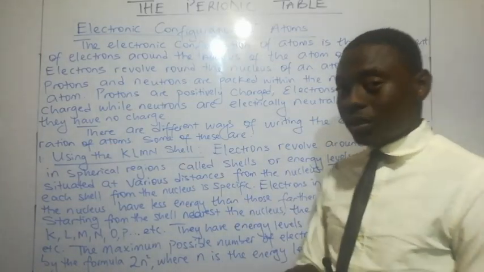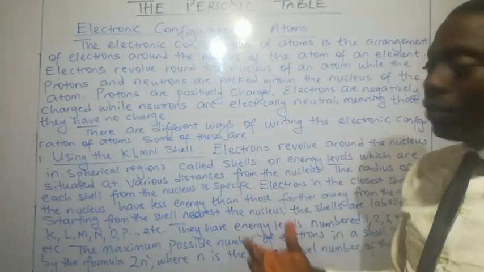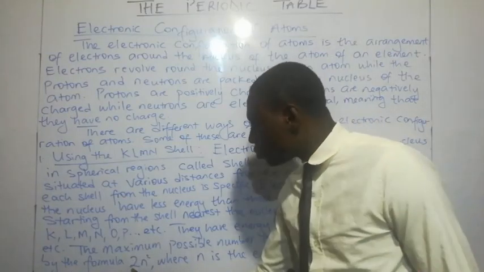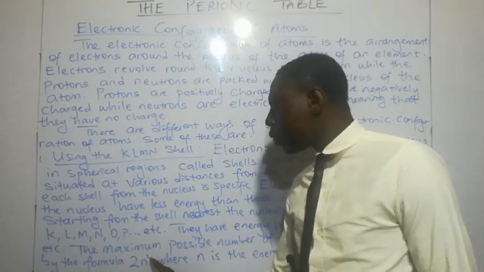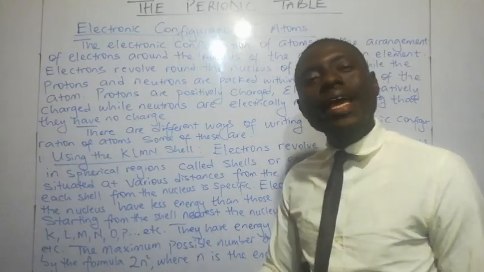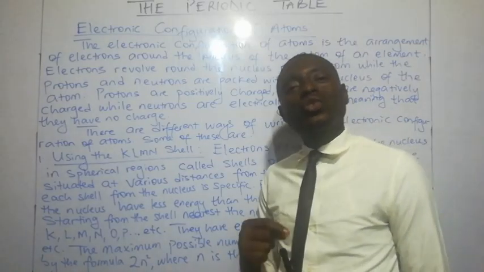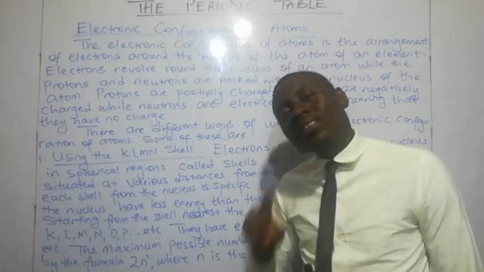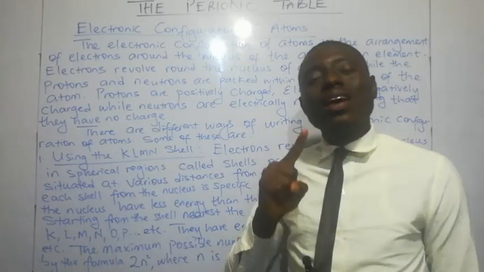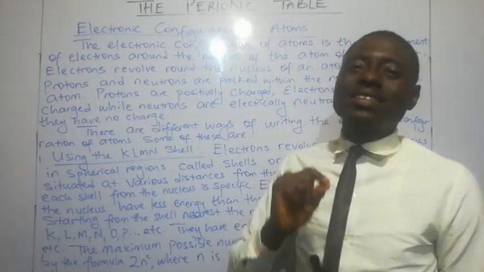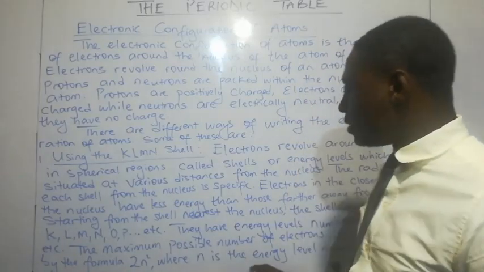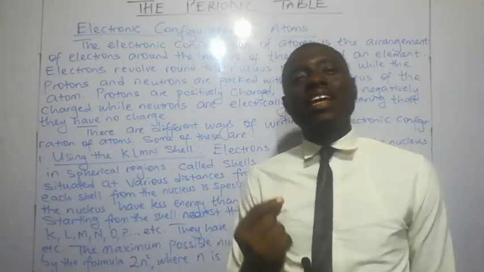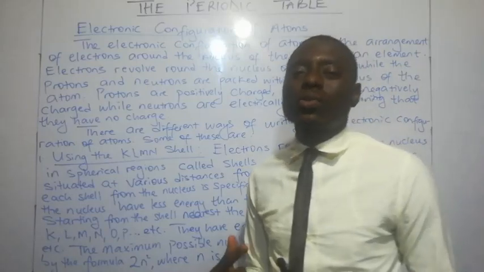I'll take that again in case you can't see it from the camera, because I know that my camera is not really too good. I'm just managing it. 2 times n raised to power 2. That's 2n squared. 2n squared is the formula for the maximum number of electrons that can stay on a shell. That n is the energy level I'm talking about. N, small letter n, represents the energy level that we are talking about.